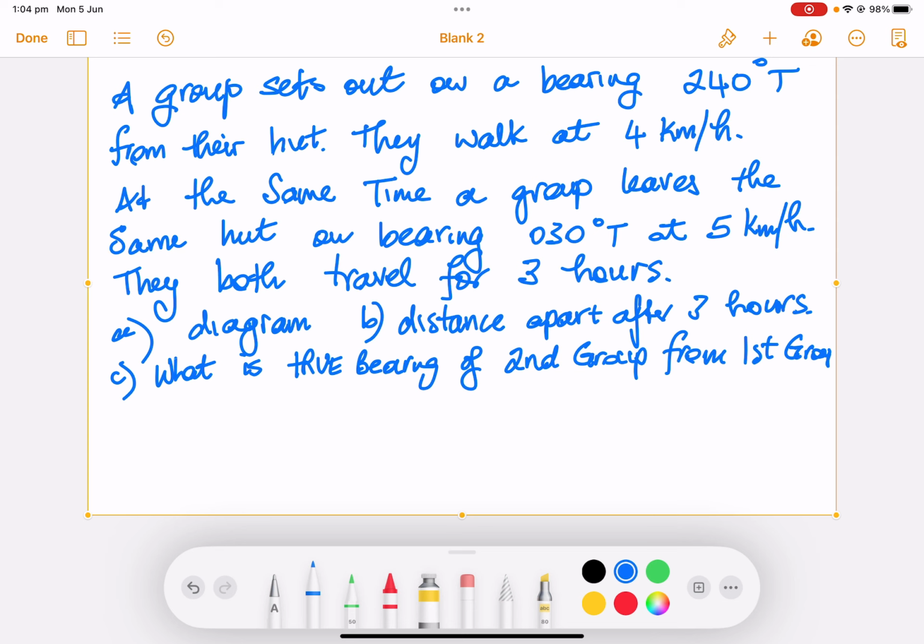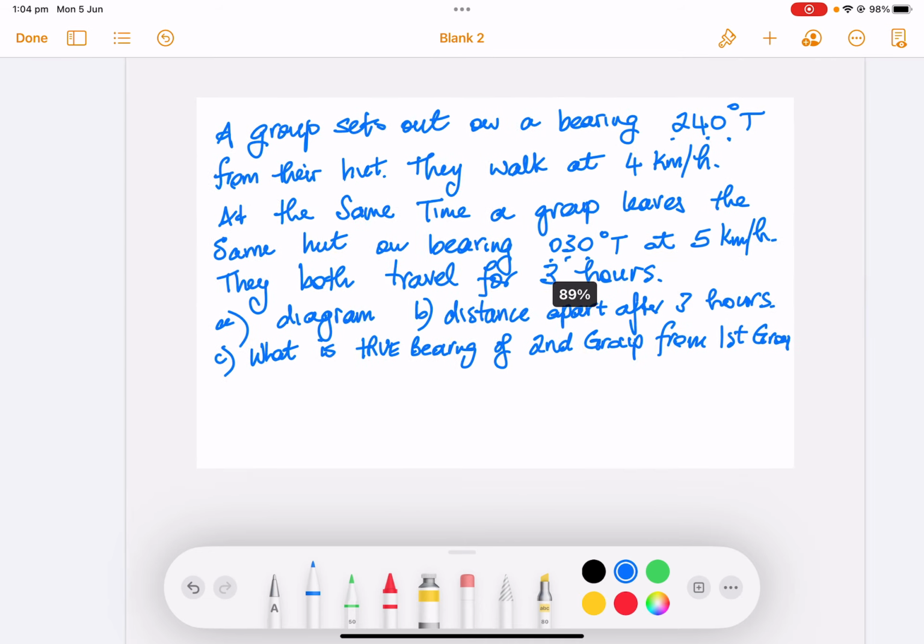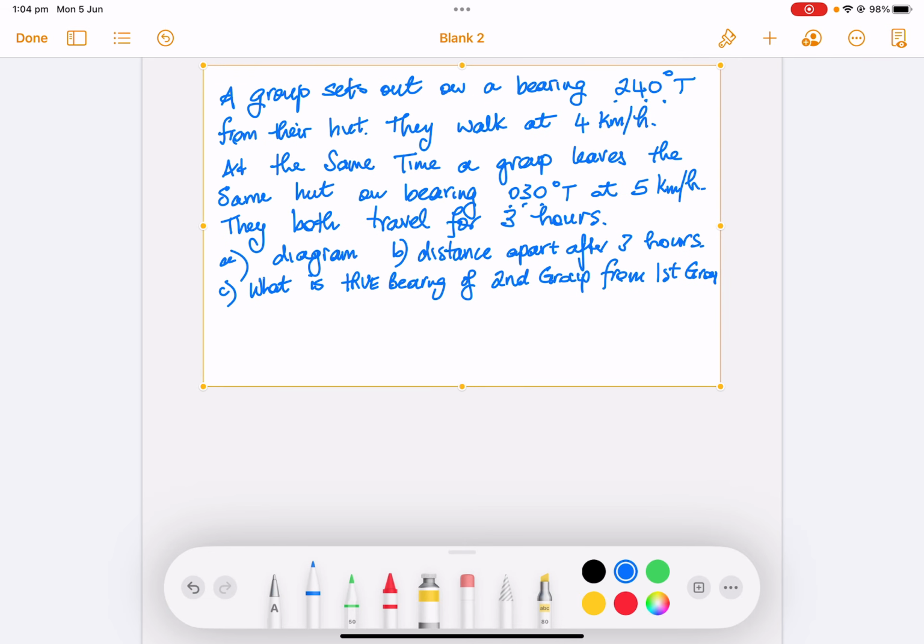A group sets out on a bearing 240 degrees true from the hut. They walk at 4 kilometers per hour. At the same time, a group leaves the same hut on a bearing of 030 degrees true at 5 kilometers per hour. You have to say when you speak them, you have to speak each number separately, like 240 degrees and 030 degrees true. They both travel for 3 hours. What is A, diagram, B, distance apart.